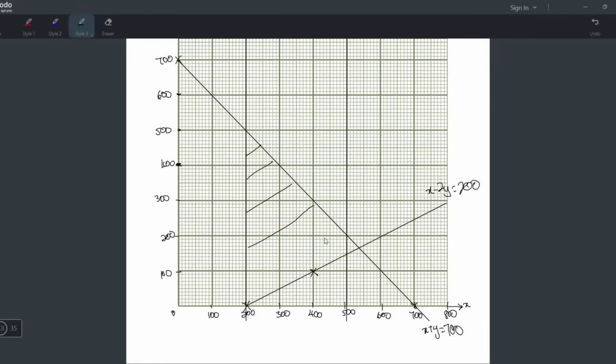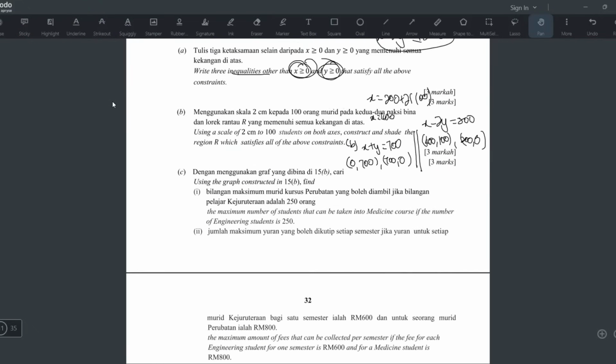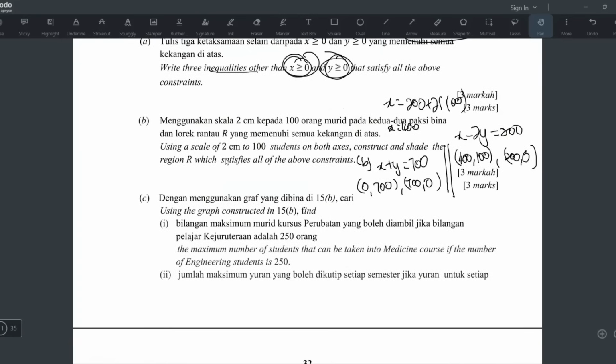If you use a ruler, it's going to look nice. Usually they will say region R1. So let's check. Did they tell me to write R? Construct and shade the region R. Yeah, so 3 marks. Okay, so I'm done with the graph part.